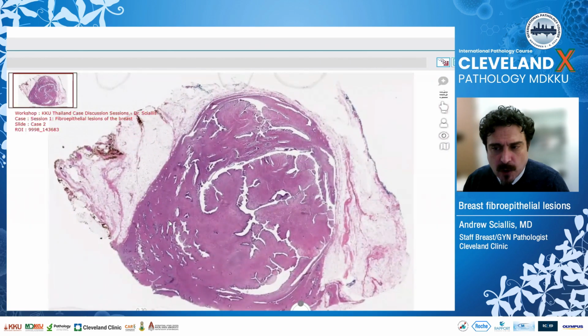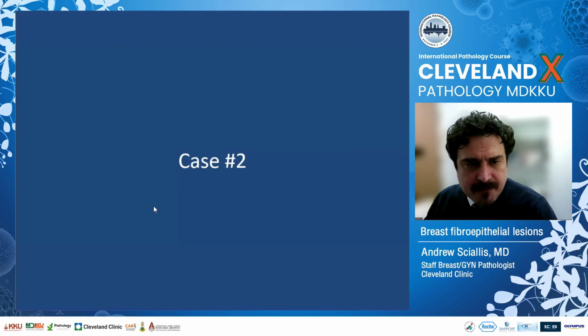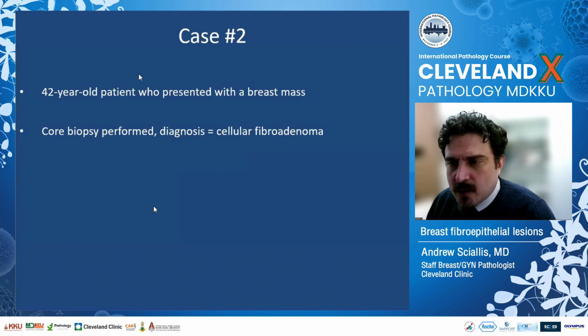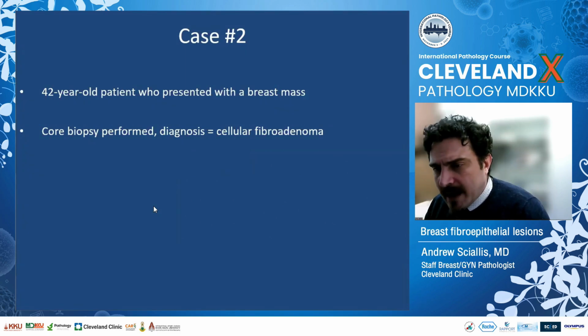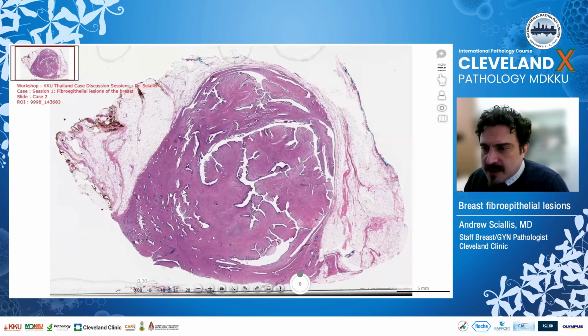Okay, let's get to case number 2. And here we go. So case number 2, this is from a 42-year-old patient who presented with a breast mass, and the core biopsy was performed and was diagnosed as a cellular fibroadenoma. So let's take a look at what we have here.